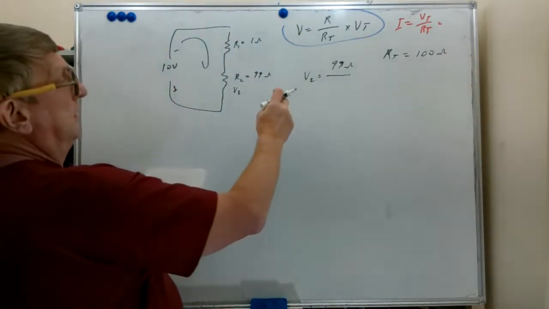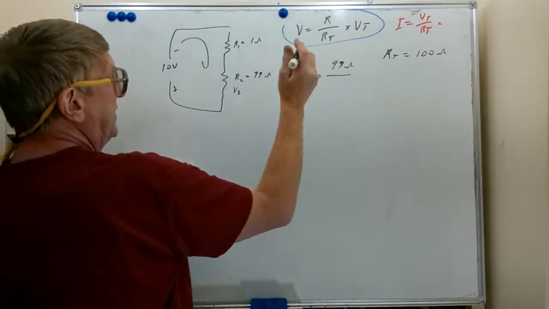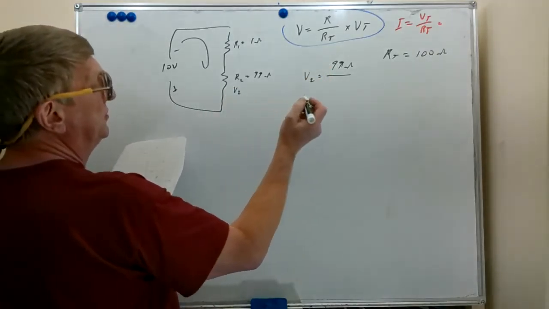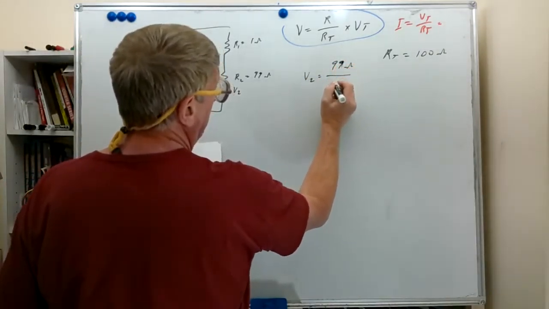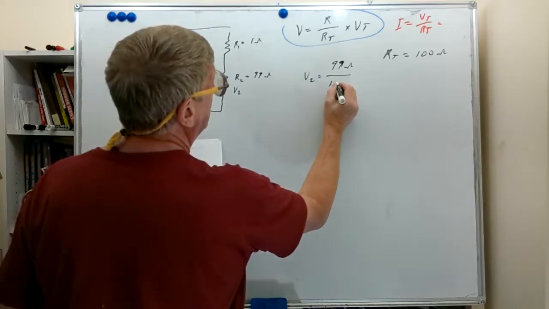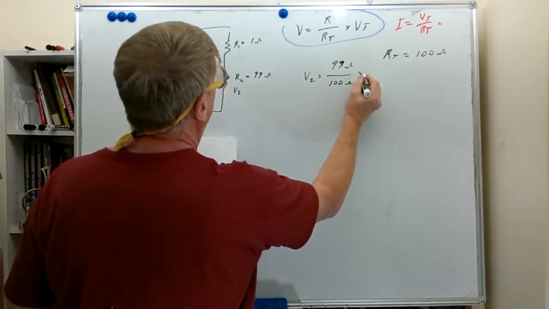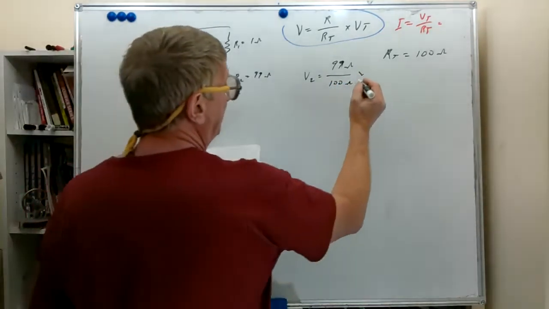So R1, R2, 99 ohms. We're trying to find V2. Our total is 100 ohms. We multiply that times the applied voltage of 10 volts.